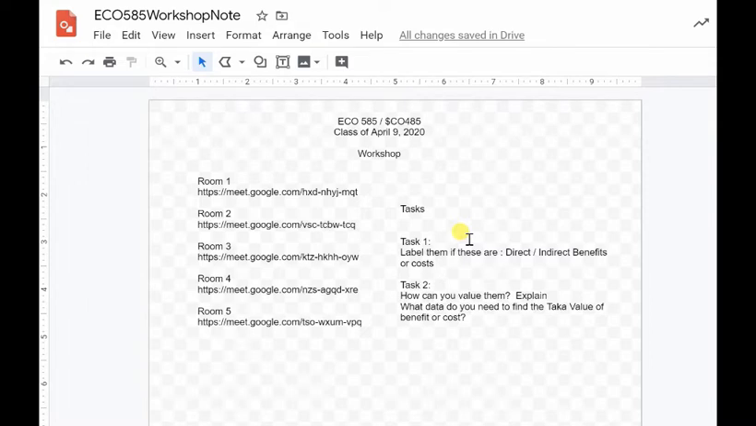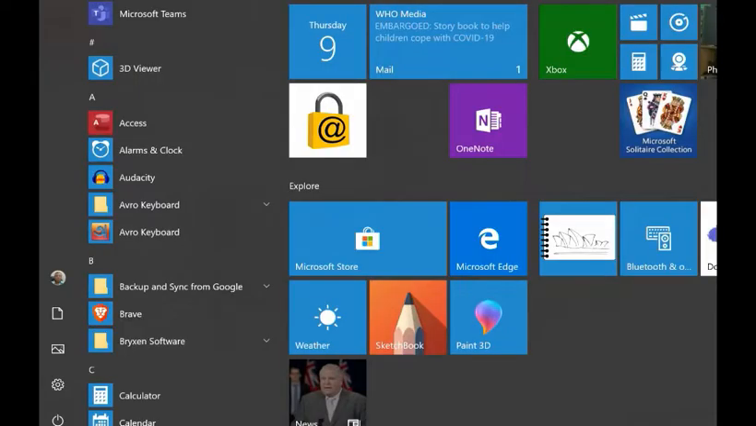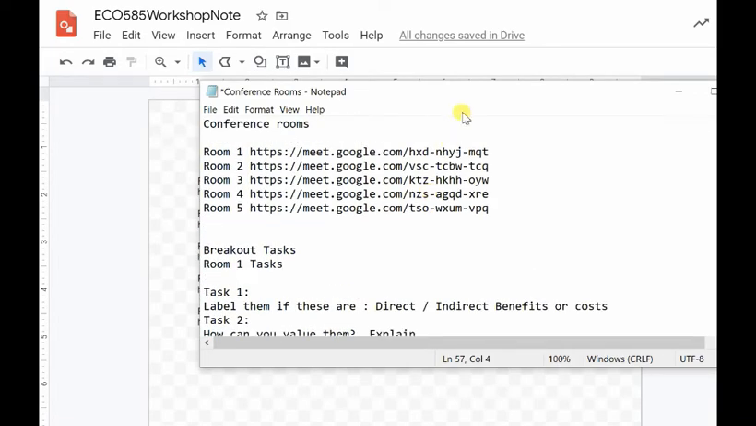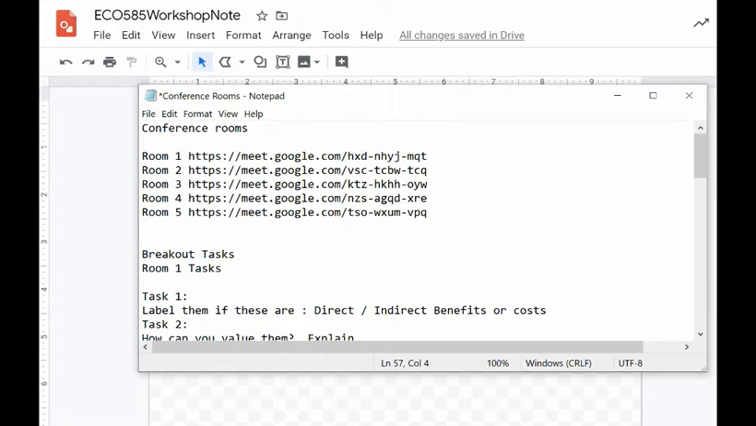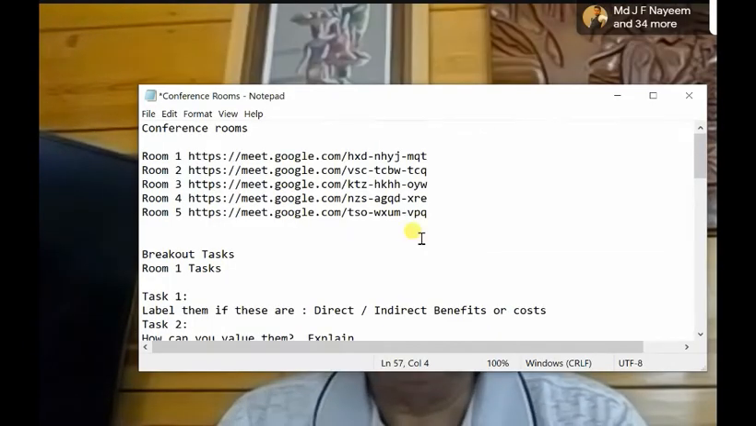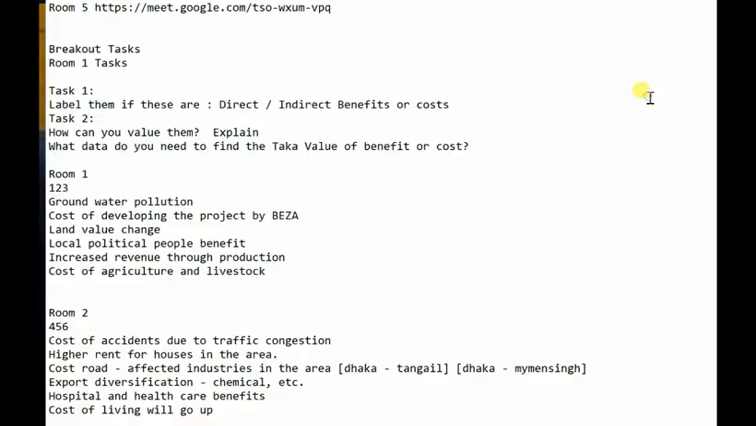In the last class, each group identified benefits and costs. I have leveled them, and let me also bring in another page so that we know. I don't know whether you can see this one. Can you see this one? No. Okay, so let me share this page also. Now you can see that.